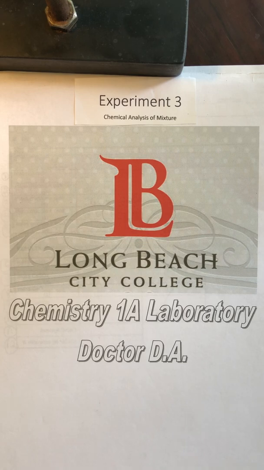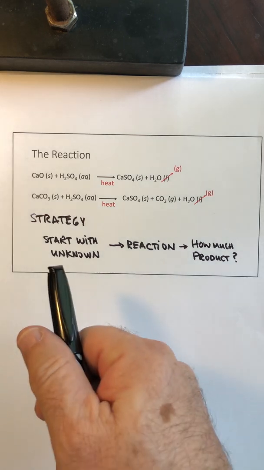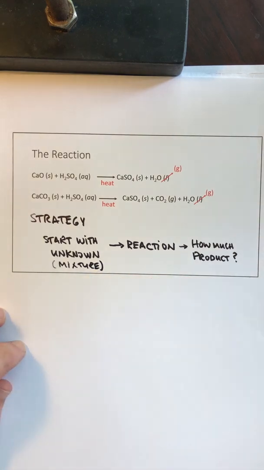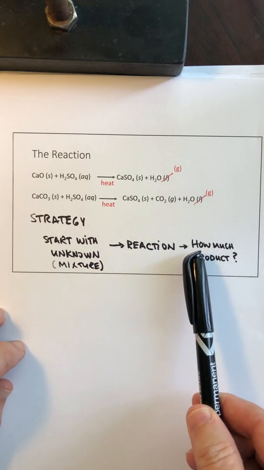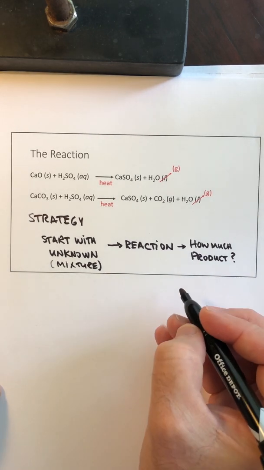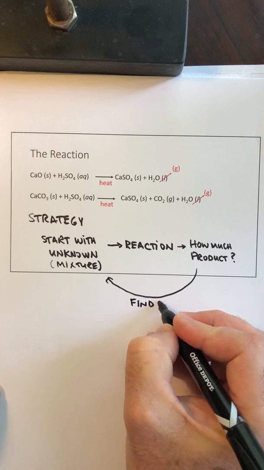Alright, let's go on. This is the chemical reaction that we're carrying out. Of course, you saw it before in our introduction. We are reacting a mixture of calcium oxide and calcium carbonate with sulfuric acid, and because of the heat we are eliminating all other products plus any residual sulfuric acid, so that all we have left is the calcium sulfate product. So our strategy is we start with an unknown, and of course this is a mixture, not a pure substance. We're going to carry out the reaction and then find out how much product. Using the methods that I'm going to explain to you, based on how much product, you will find out the percent composition of your mixture.